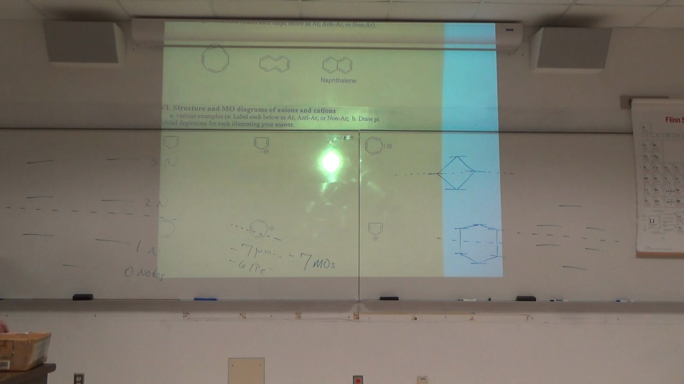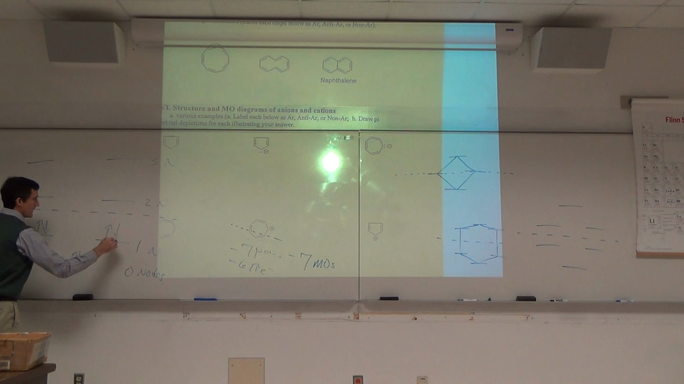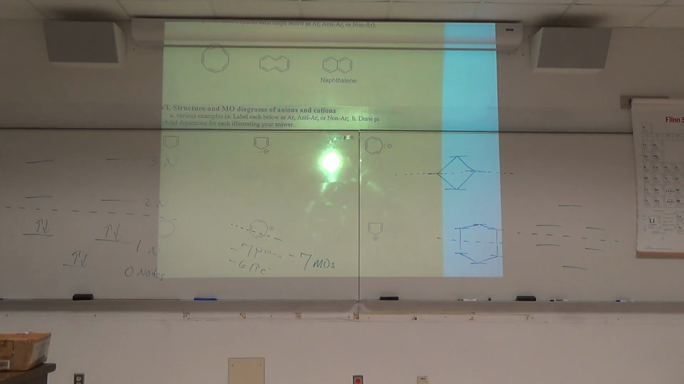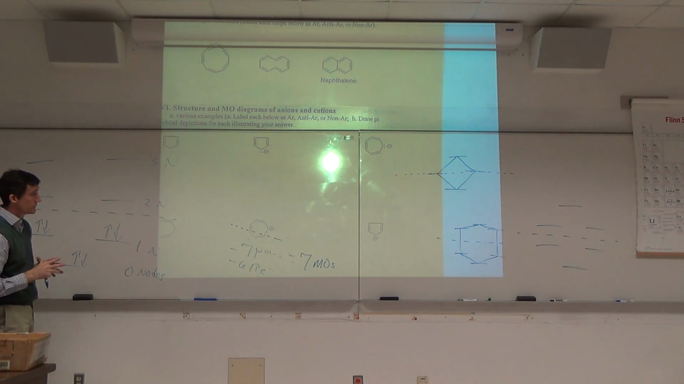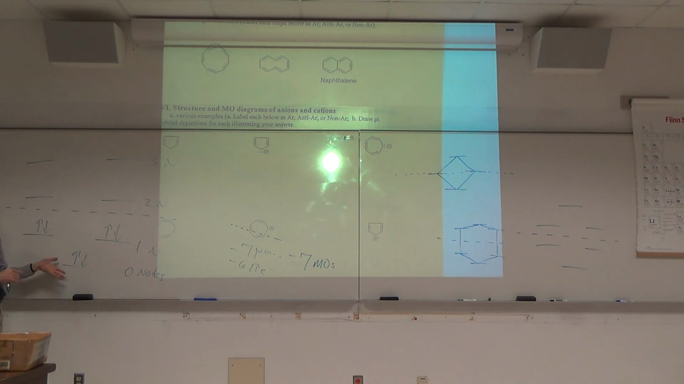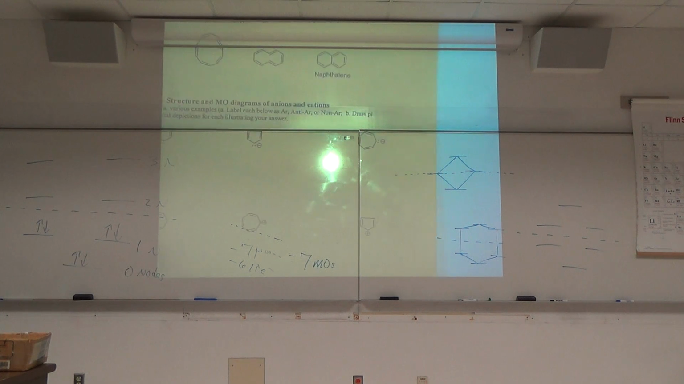How many pi electrons in the system? 6. There you go. And so for the cation there, 6 pi electrons, what do we see? All electrons paired. You can't tell it's a cation by looking at this. I mean, you just know it's a cation because it's missing 1 electron. So that's an example of an odd number.